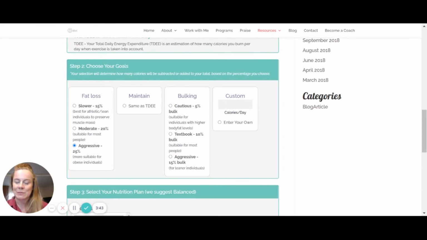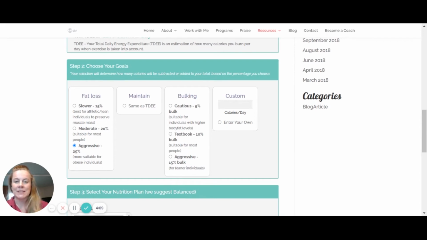But whenever you're in a calorie surplus, you're going to put on a tiny bit of fat along with the muscle tissue. So you want to choose the rate of bulking. Cautious would be better for individuals with higher body fat levels. People who are already quite lean, body fat percentage-wise, can go with a slightly more aggressive bulk. And textbook would be about 10%, so 10% more calories a day.